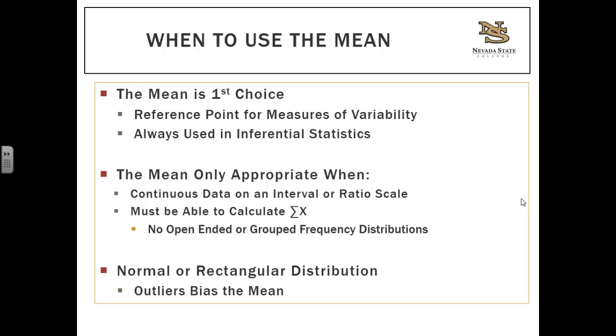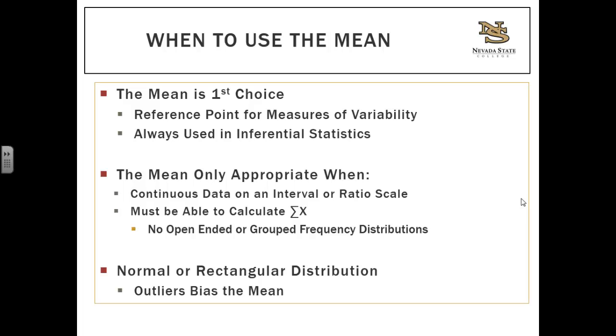So let's first discuss when you can use the mean. Again, the mean is the first choice because it is the reference point for measures of variability. Variability is spread. We talk about the spread of scores from the mean. And it is always used in inferential statistics, but we are not going to go there in this class.